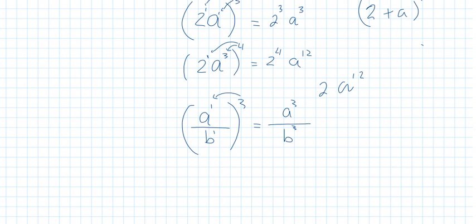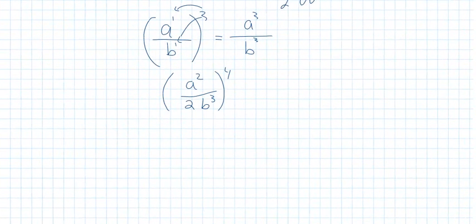Right? If I had, let's say, a squared over 2b to the power of 3, and then to the power of 4. Just giving you some harder examples, right? What happens for this one? For the a? A to the power of 8, because 2 times 4 is 8. How about for the denominator? 2 to the power of 4, and b to the power of 12.